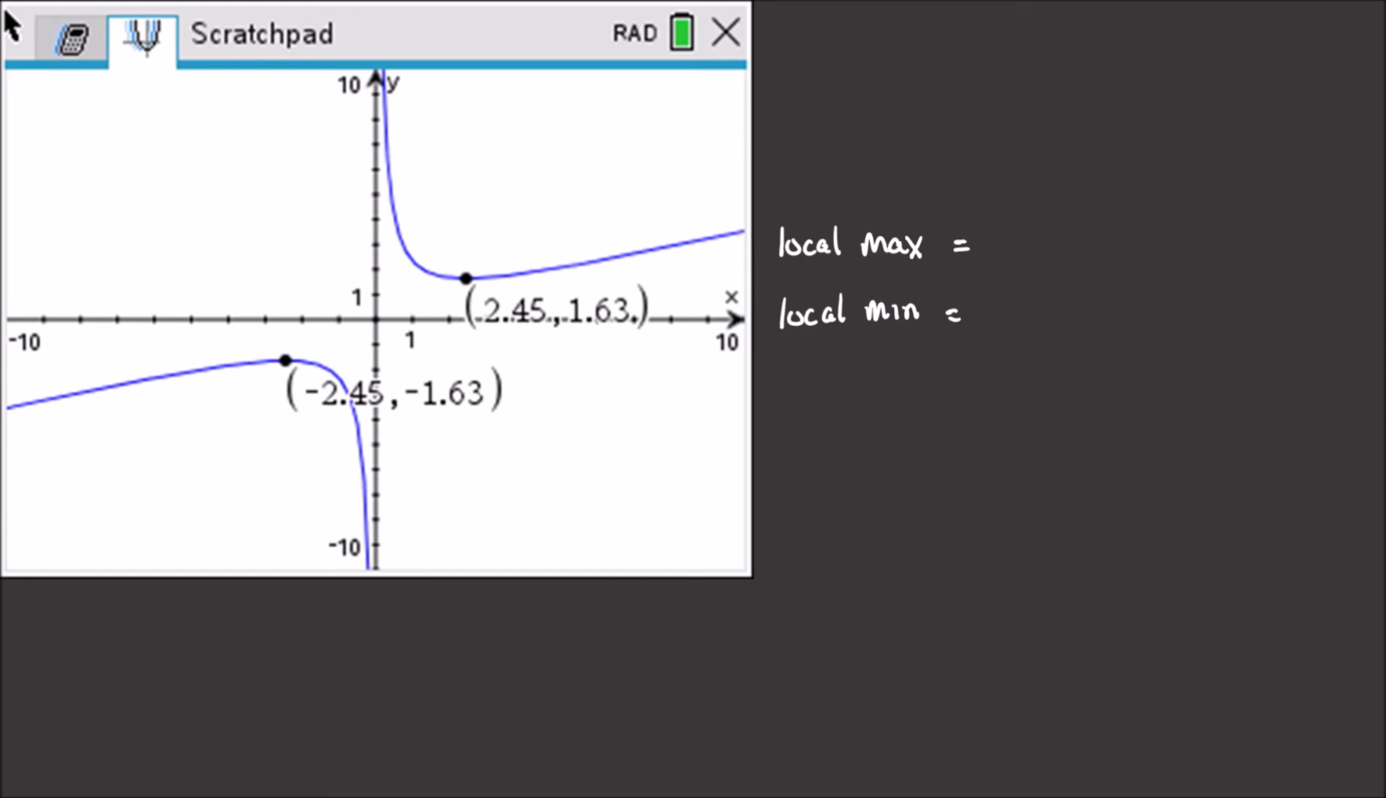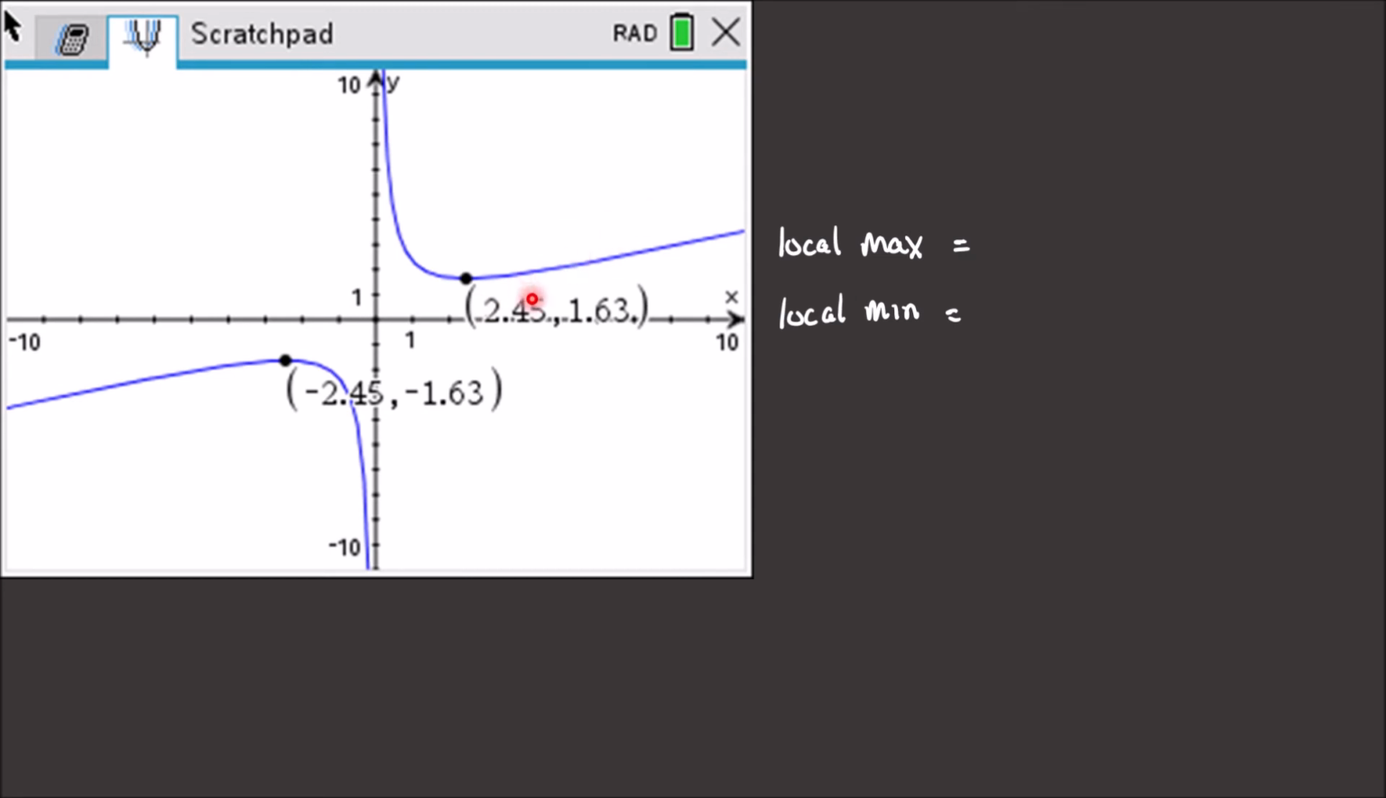So the local max, well, we have only 2 choices. It's either this point or it's this point. Well, let's look at this point, right? From the graph, it looks like this point is the largest over an interval. So this would be a local max. Likewise, this point here is the smallest in an interval, and so this would be the local min.